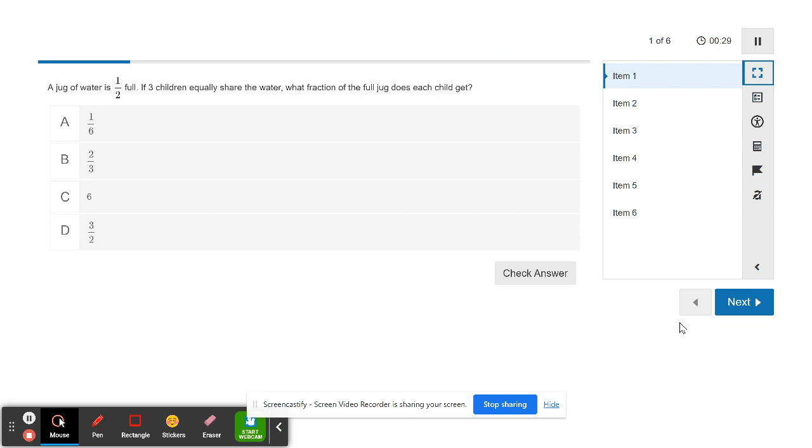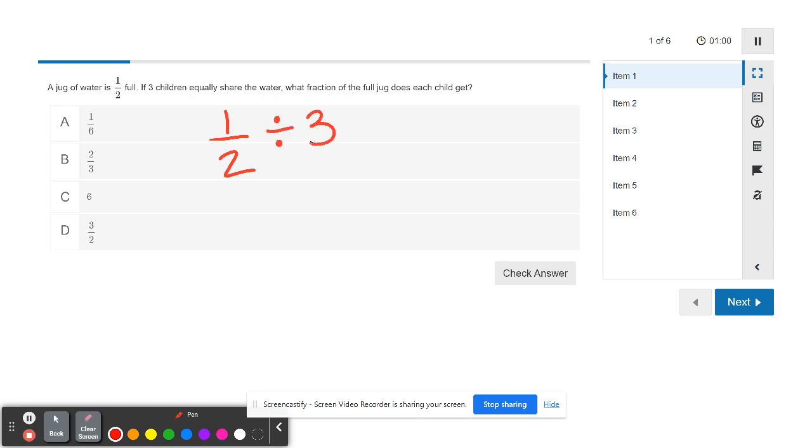All right, so number one for our warm up today says a jug of water is half full. If three children equally share the water, what fraction of the full jug does each child get? So once again, you have to start with what do you have? What's being divided up? Are the children being divided up or is the water being divided up? And we know that the water is being divided up. That's what we have. So we have half a jug of water being divided between three children.